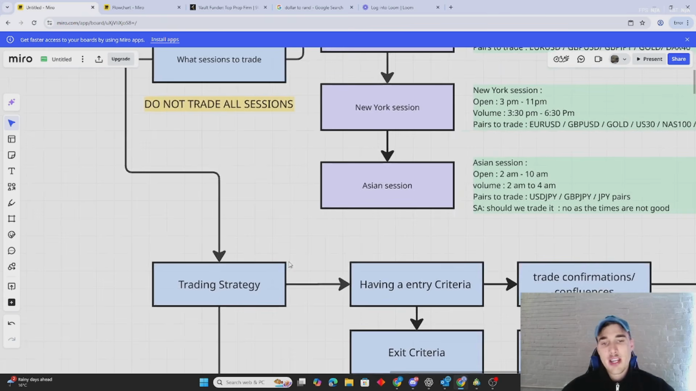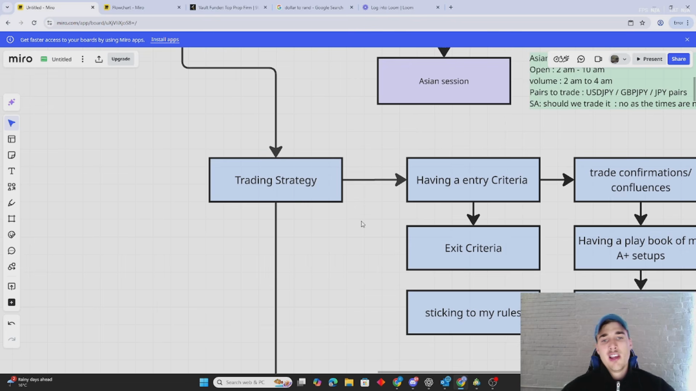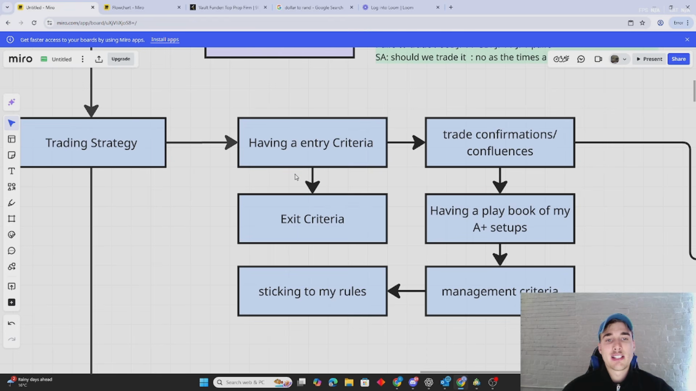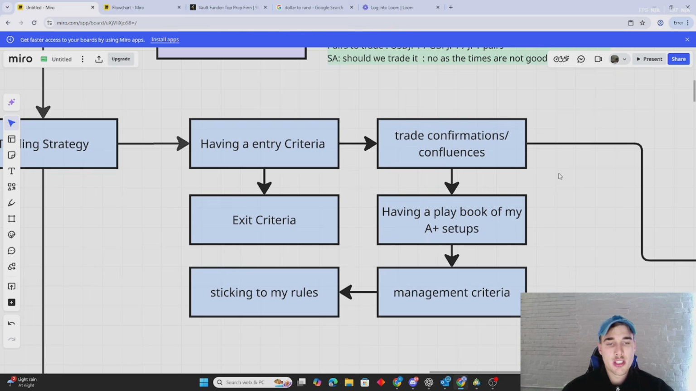Okay, so the next thing is so important. Regardless of what account size you get, regardless of anything, the first and foremost thing that is important in order to pass a funded account is your trading strategy. What this looks like is having a proper entry criteria, having something that convicts you to enter positions, right? For example, trade confirmations and confluences that have worked in your past trading experience that you're going to stick to, right? And we're going to get into the reason why this is so important.